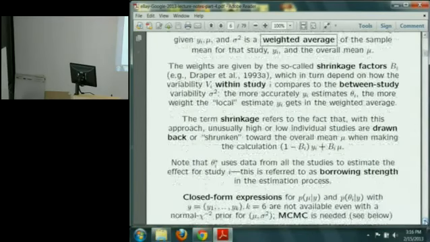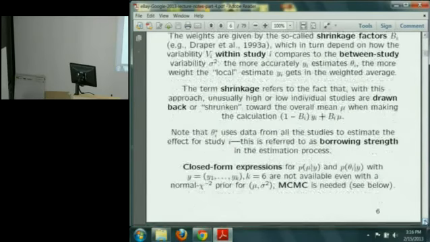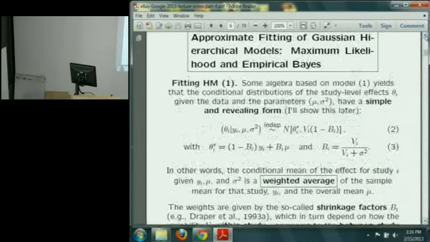When John Tukey first saw this in the 1950s, he referred to the process as borrowing strength, and it's a good name for it. In effect, what we're doing is we're using information from all the studies to strengthen our understanding of what's going on in study i. Yes?